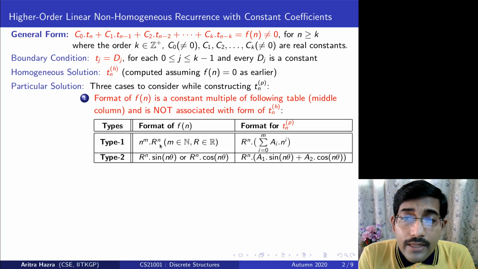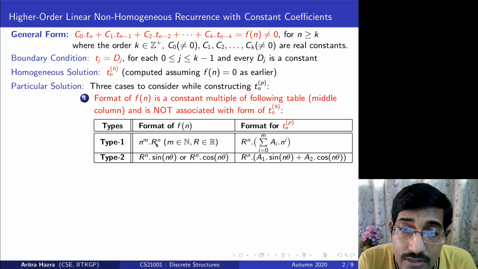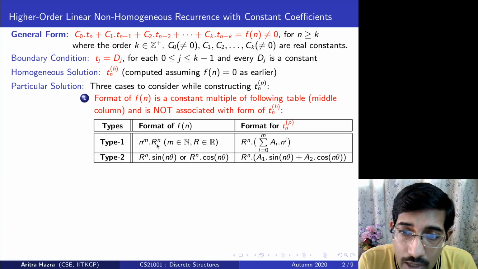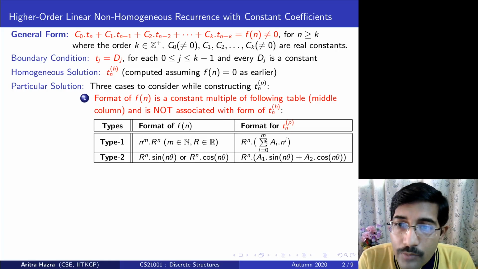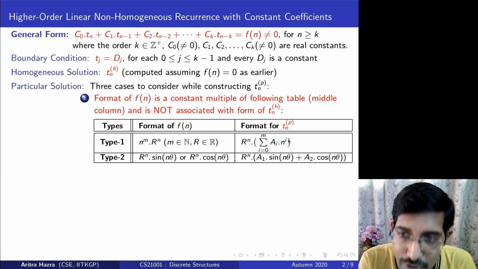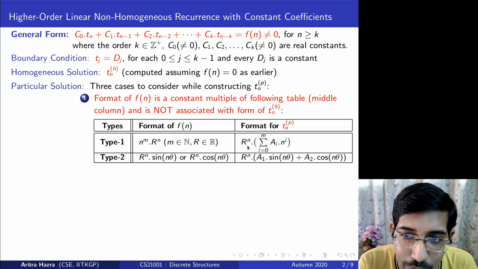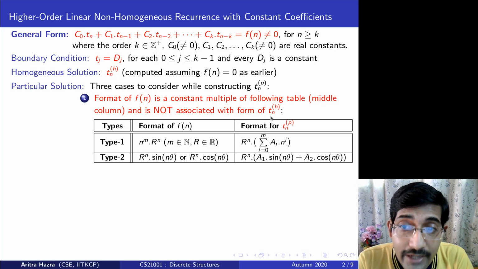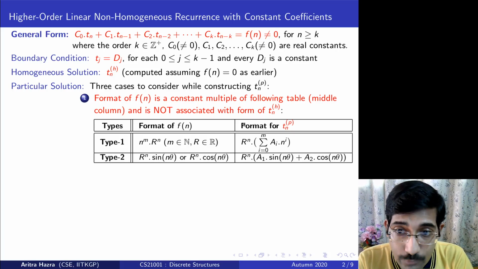And in that case, if you see the previous lecture, what we have done for r to the power n, we did it with a into r to the power n. So when m is equal to 0, then this form is r to the power n, and n to the power 0 is 1. So it becomes a0 r to the power n. That is what we have taken as the particular solution when Fn is not associated with the form that your TNH provides you.